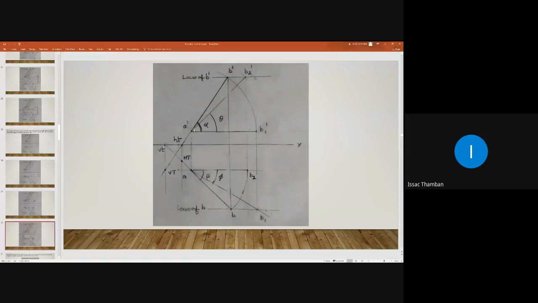So extend line A dash B dash and intersect line XY here and mark it as point small h. So here we will get this point. Then what next? From that intersection point, erect a perpendicular. Here you are drawing a vertical projector through point small h, so that you will get this line.